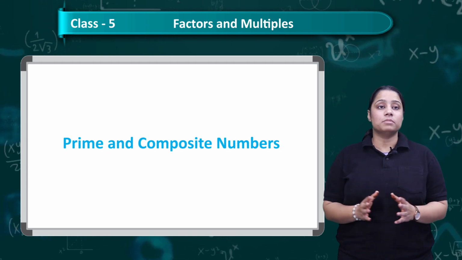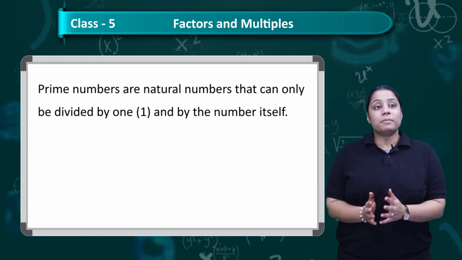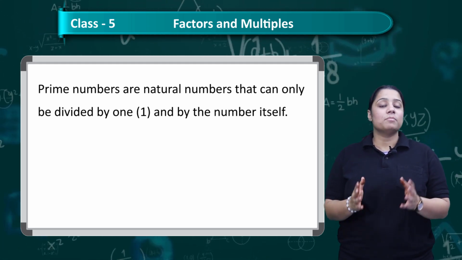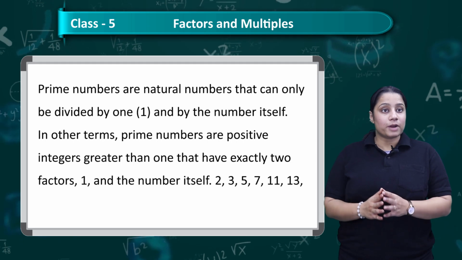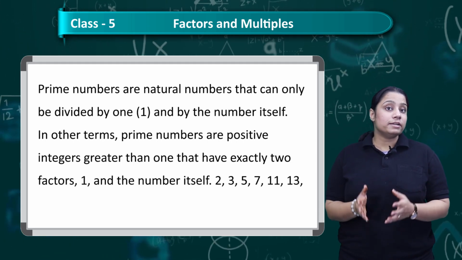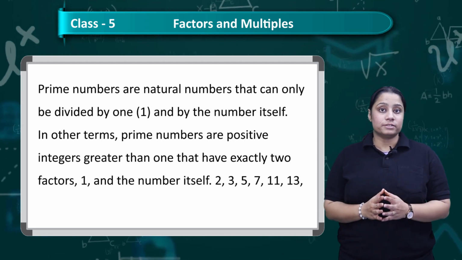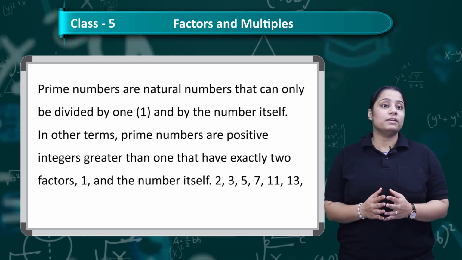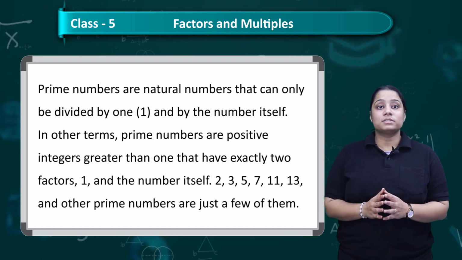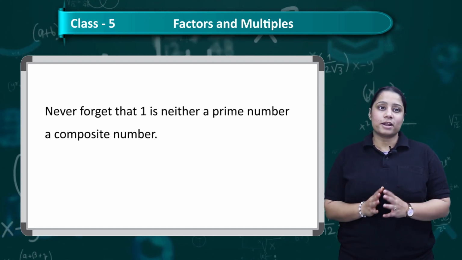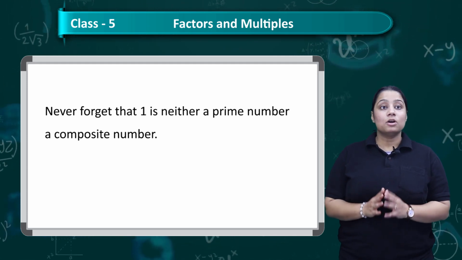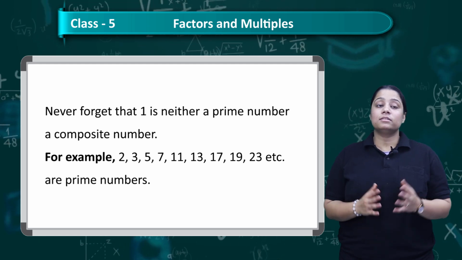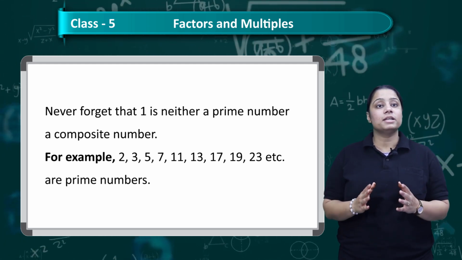Prime and composite numbers. Prime numbers. Prime numbers are natural numbers that can only be divided by 1 and by the number itself. In other terms, prime numbers are positive integers greater than 1 that have exactly two factors, 1 and the number itself. 2, 3, 5, 7, 11, 13 and others are just a few of them. Never forget that 1 is neither a prime number nor a composite number. For example, 2, 3, 5, 7, 11, 13, 17, 19, 23, etc.